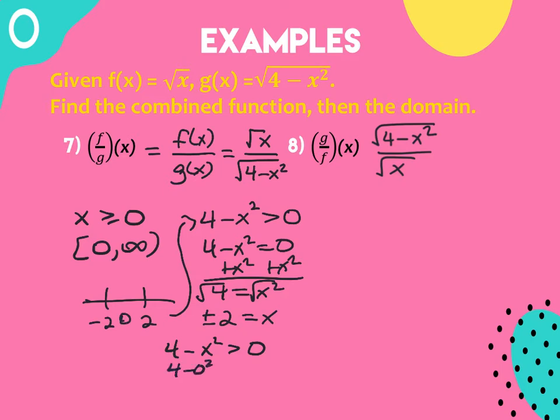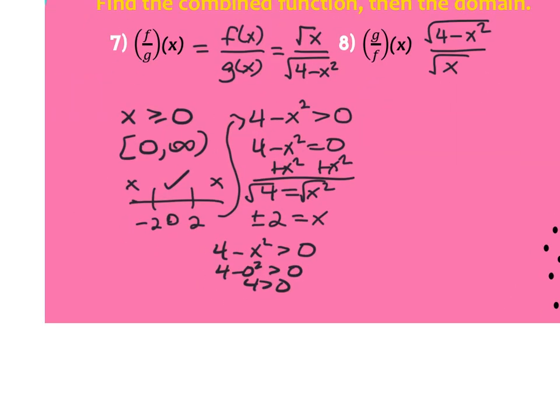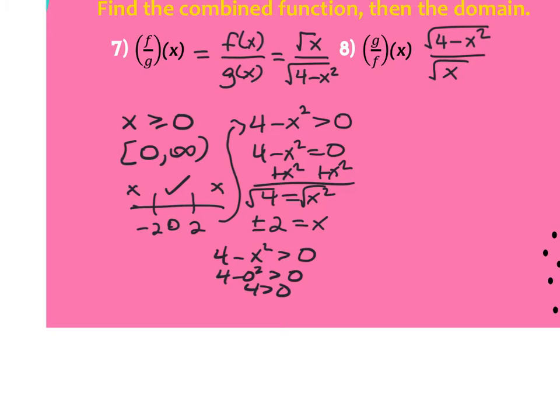So 4 minus 0 squared, 4 is greater than 0. This section gets a check, this gets an X, this gets an X. So my domain here for the denominator, the restriction, is going to be values between 2 and -2. So open circles, because it's just the greater than 0. So it would be from -2 to +2.